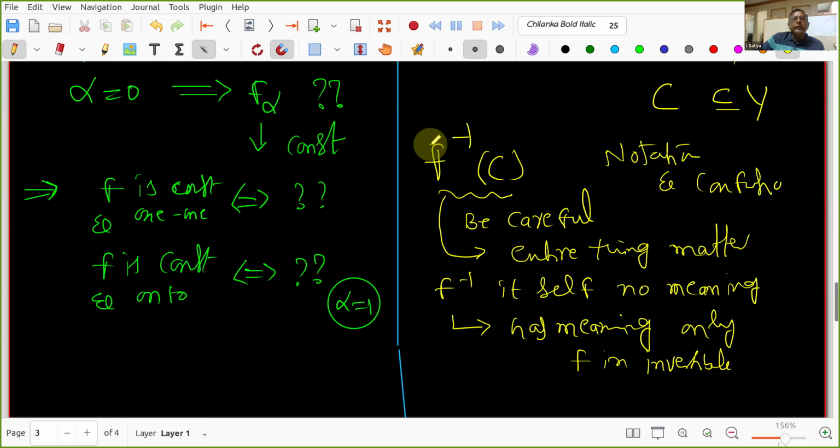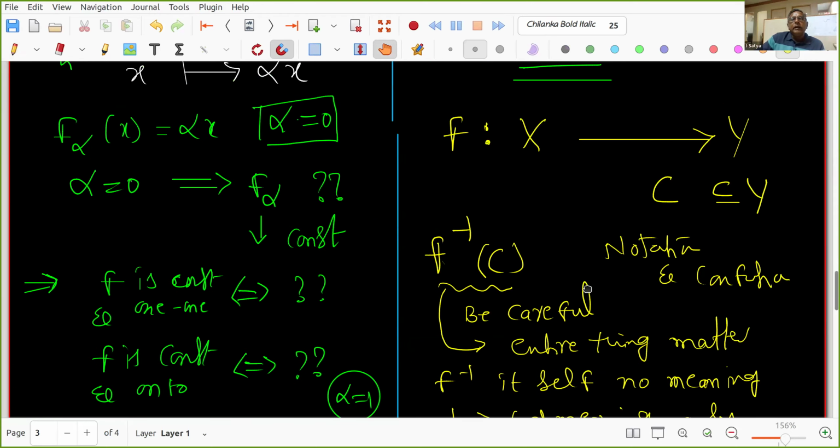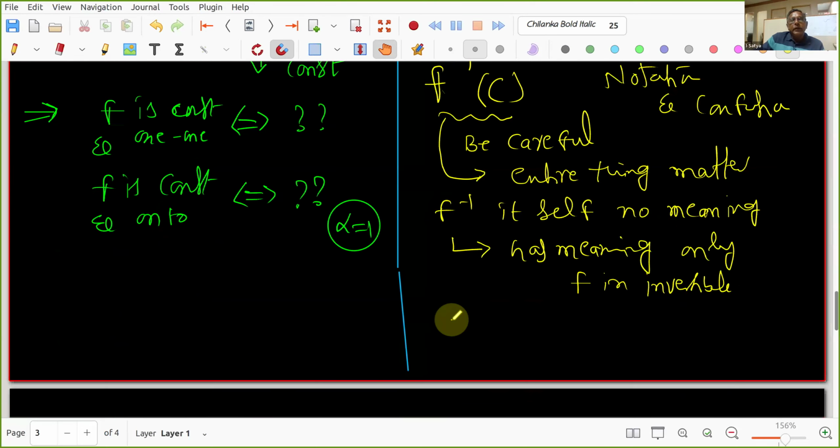So this is not f inverse of something. No. Taken together, f inverse of C is one object, and this is its definition. What is f inverse of C? C is a subset of Y. The definition of f inverse of C, generally with a colon-equals, is the set of elements x. So it is a subset of X. I am defining it clearly.